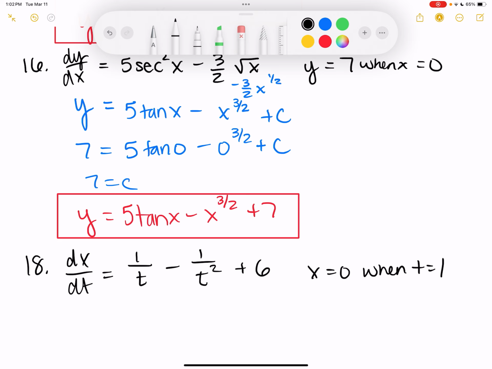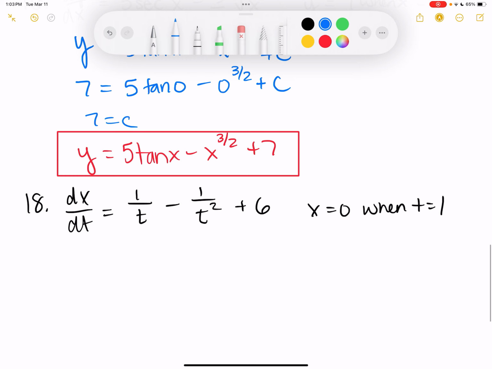So, I guess x equals ln of t plus t to the negative 1 plus 6t plus c. Yep, I forgot the x equals. I was about to write y, and then I was like, oh wait, this one's x. I meant to say x equals, but then I just went straight to ln of t.